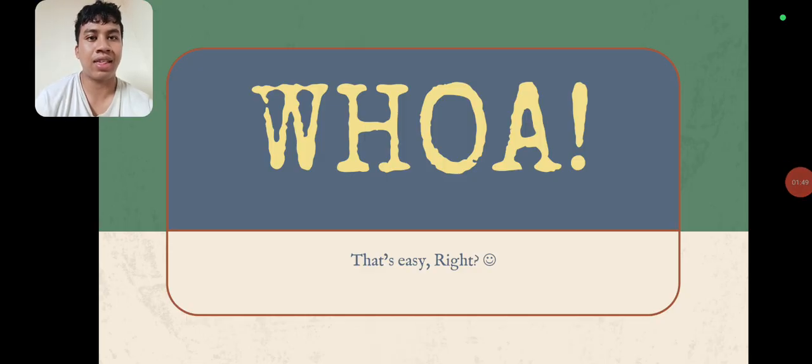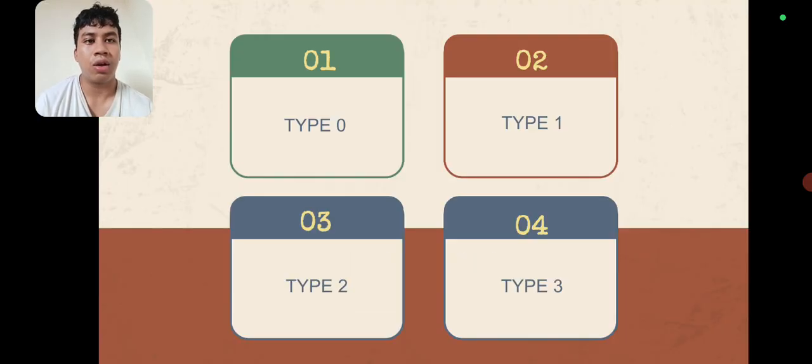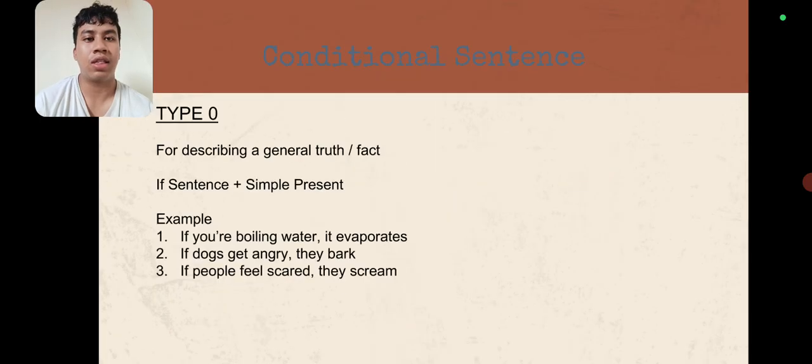Well, that sounds very easy. Nah, not yet. Before we make a conditional sentence, we need to know that the conditional sentence is divided into four types. The first type is type 0. Type 0 is used for describing a general truth, like a scientific fact.